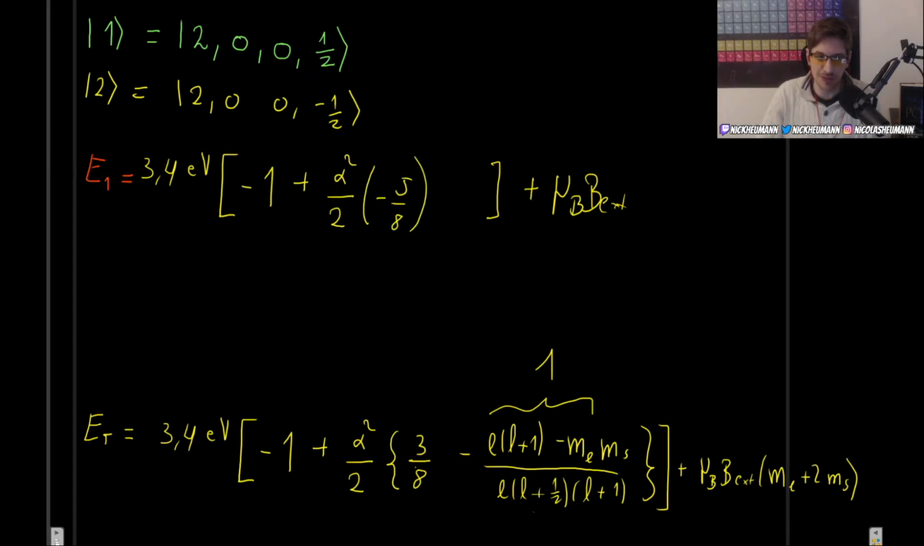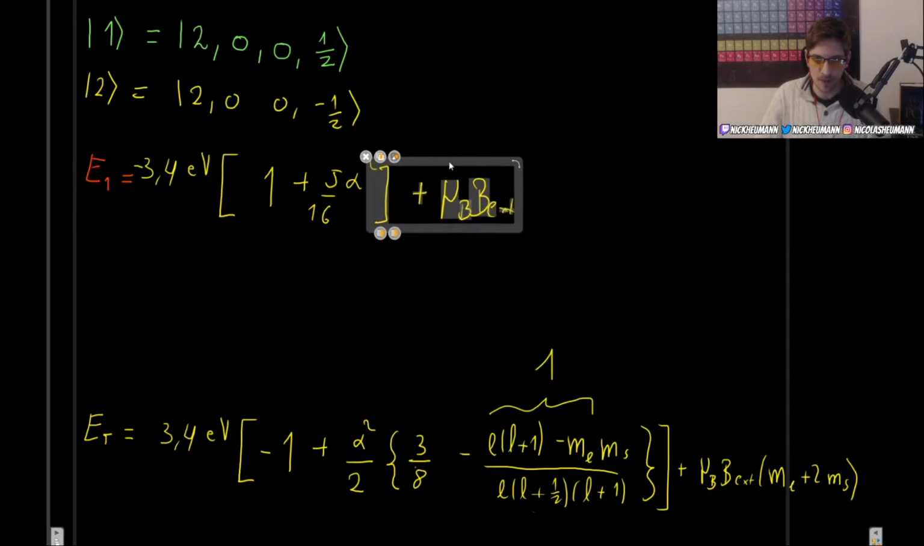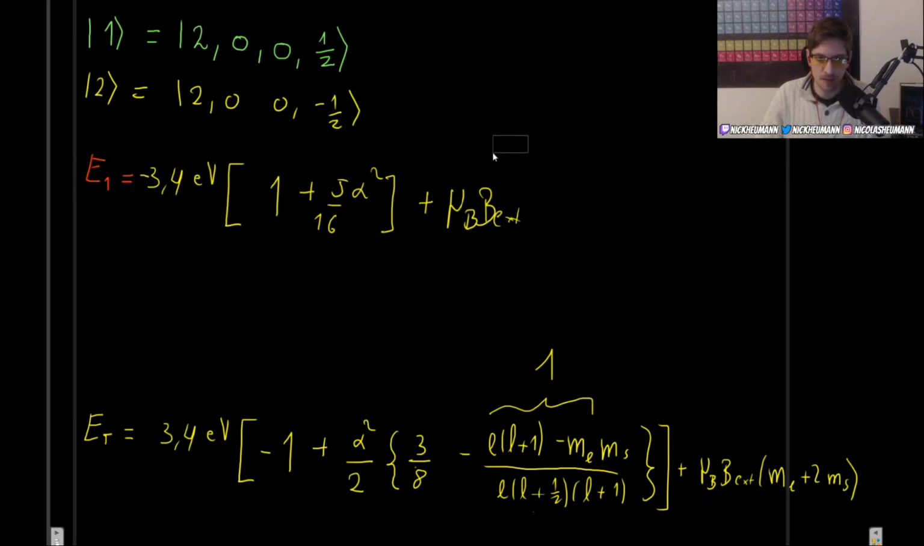And of course, we can just multiply here, and we get minus 5/16 alpha squared. And we can also just factor out the minus sign. So put it outside and turn this minus into a plus. And there we go. So this is the first energy state, or the energy of this first state, rather. Okay, not super clean, but it's okay.